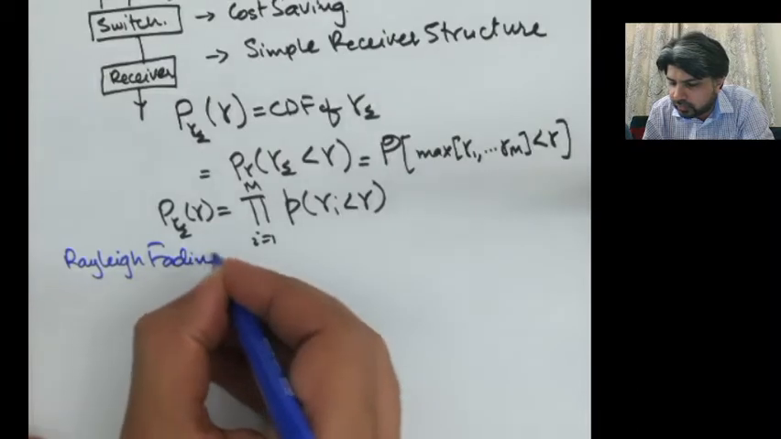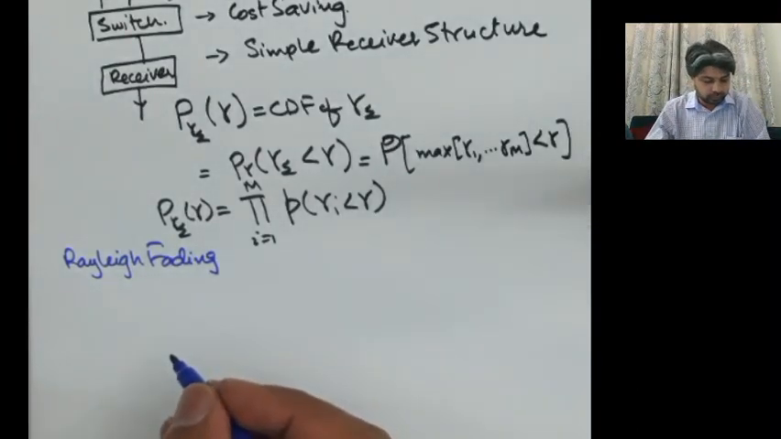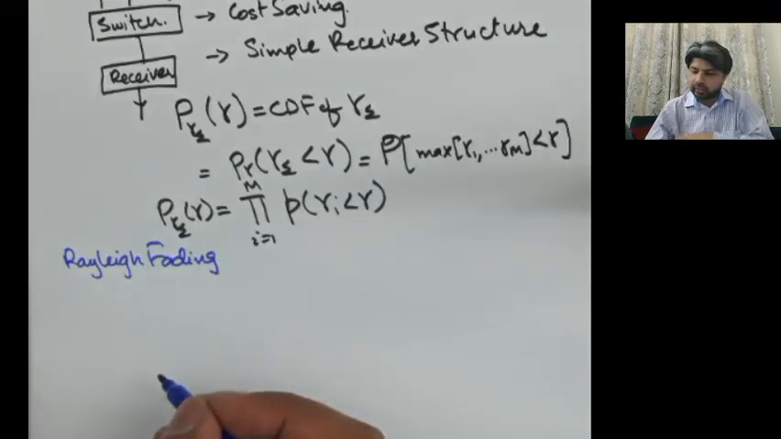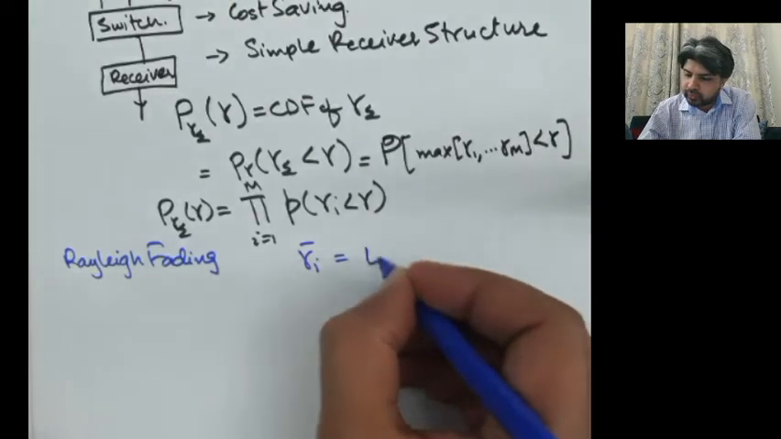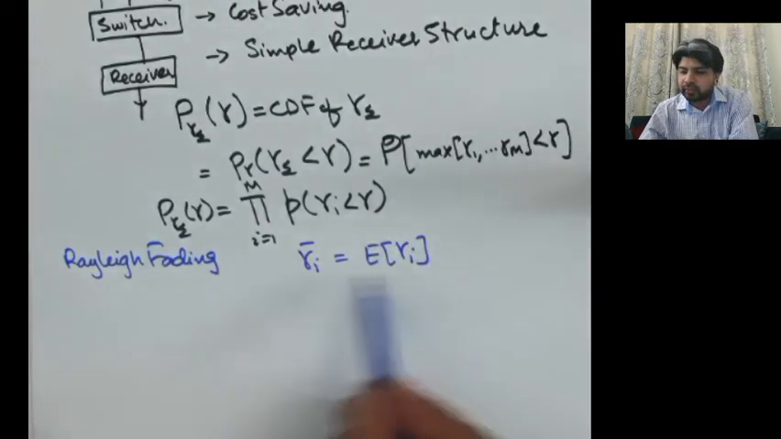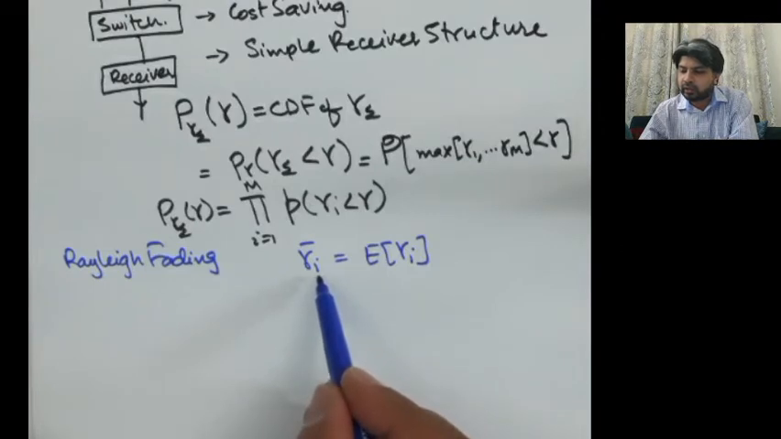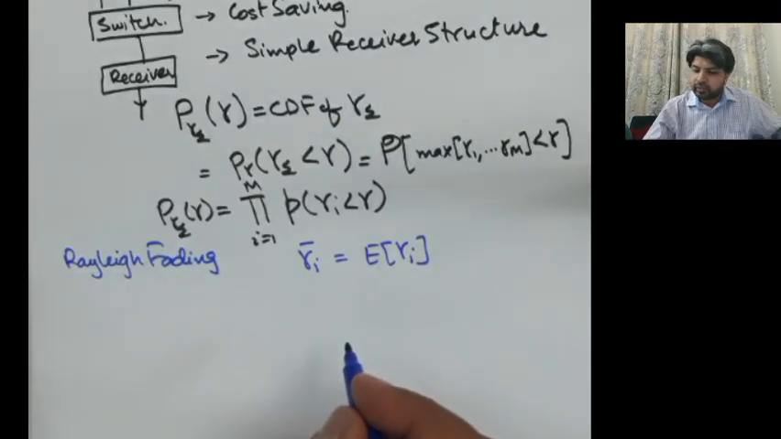Well, Rayleigh fading is simple to deal with. You can take the derivative. That would be easy. And your gamma I bar would be equal to the expected value of gamma I. So if you have capital M branches, and I is the index of the ith branch, gamma I bar would be the expected value of gamma I.